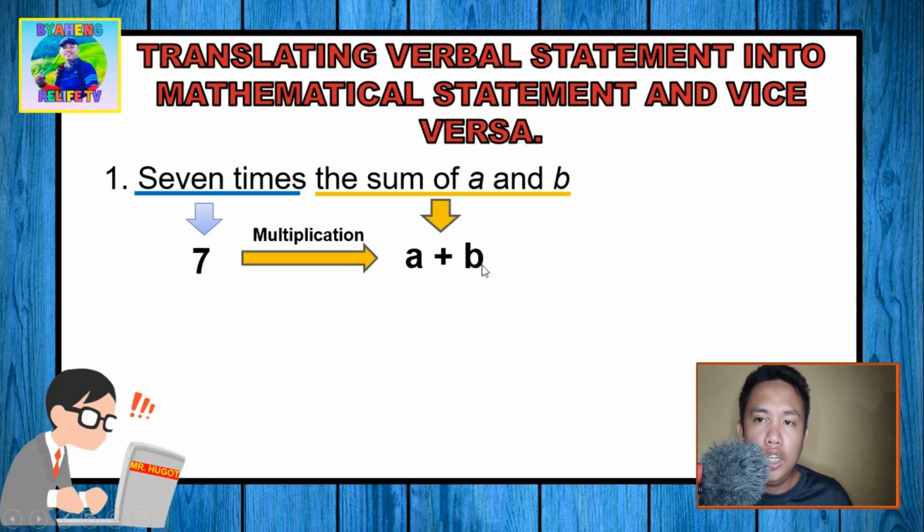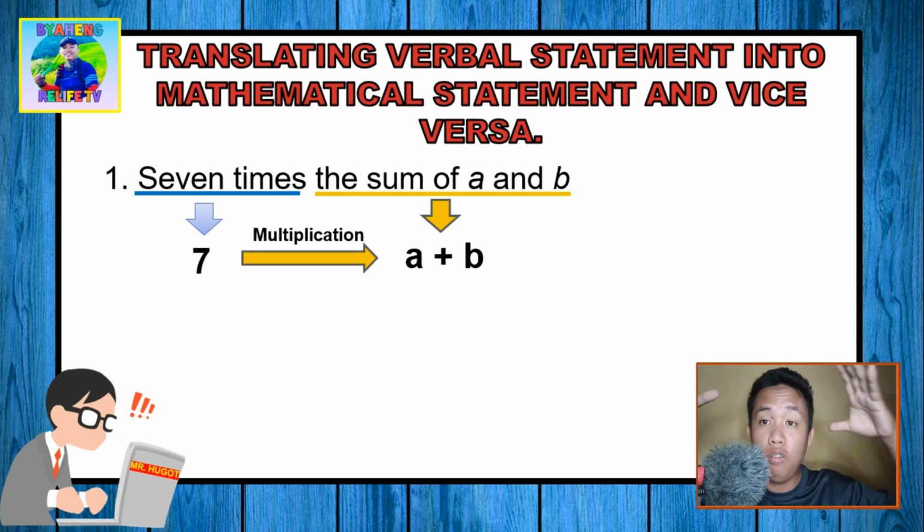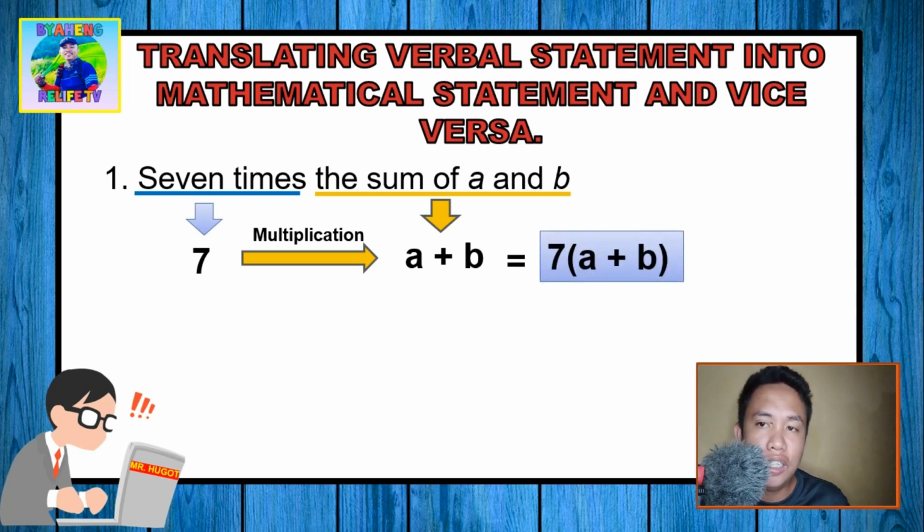Mali po. Doon guys, napasok yung mga tinatawag kong grouping symbol. Since kailangan i-multiply mo yung 7 doon sa mismong sum ng A at B, doon pumapasok yung tinatawag nating mga parenthesis, bracket. Usually parenthesis ang ginagamit natin, o yung tinatawag nating grouping symbol. Okay?